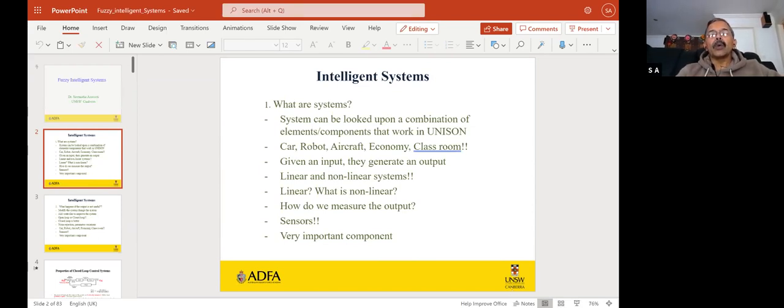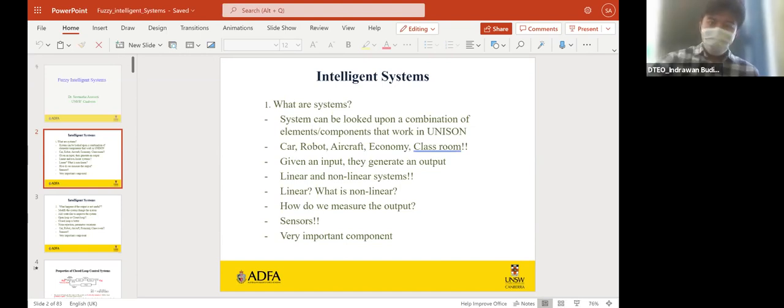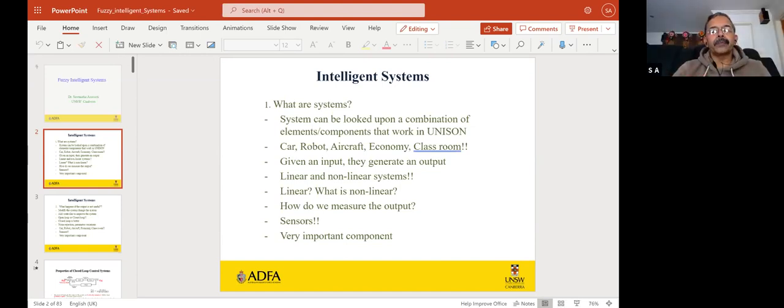Similarly, a robot, depending upon what type of robot you are looking at, has got a particular input and it is looking at a particular output. Let us say you have got a ground robot and we want it to go around the room. That "go around the room" is a command given as an input to the system, and the robot will go around the room, which is the output that we are looking for from the system. Similarly, you can look at the economy as a system.